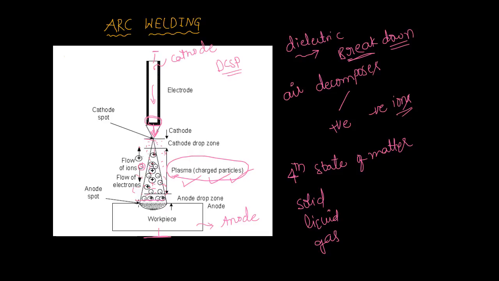So these high mass particles are removing material from the workpiece. So what will happen? It will melt faster than the electrode melts. That's why two-third of the heat will be produced at the workpiece and one-third of the heat will be produced at the electrode. If I choose DC reverse polarity, what will happen? The positive ions from this electrode will move downwards and the electrons will move upwards. So then the electrode will melt faster when compared to the workpiece. That is DCRP. Two-third of the heat will be generated at the electrode and one-third of the heat will be generated at the workpiece.